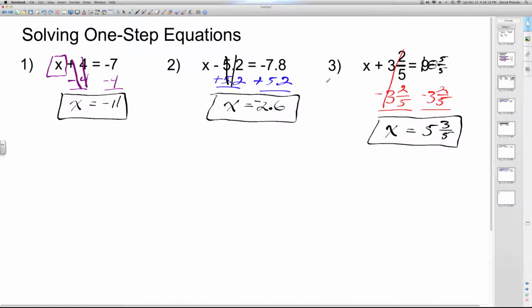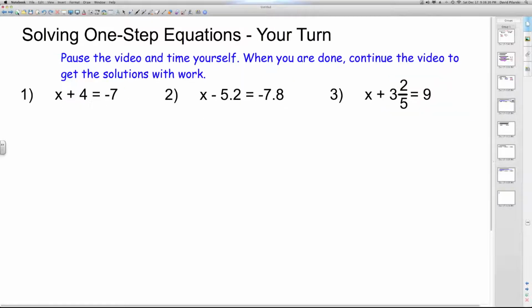But we can see in each example, I either use the addition property or the subtraction property of equality to balance the equation to isolate the variable x. What you're going to do is pause the video and time yourself and solve these three problems.